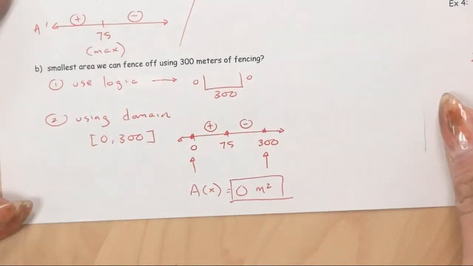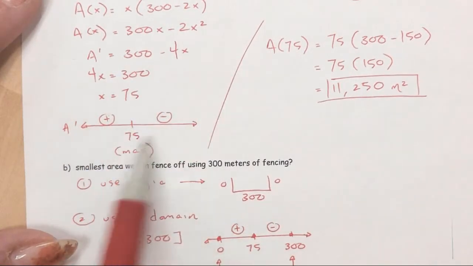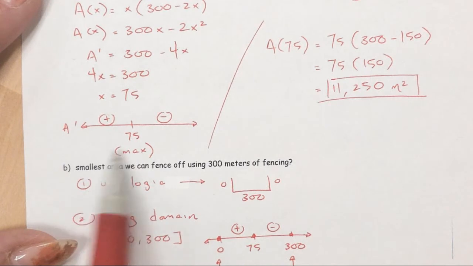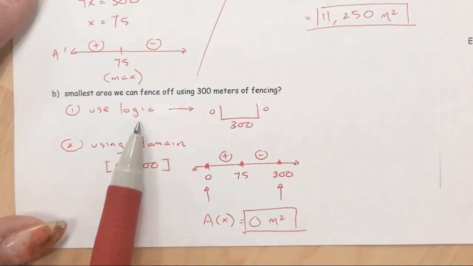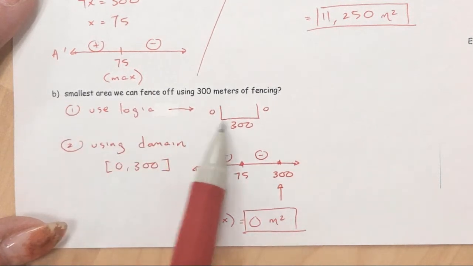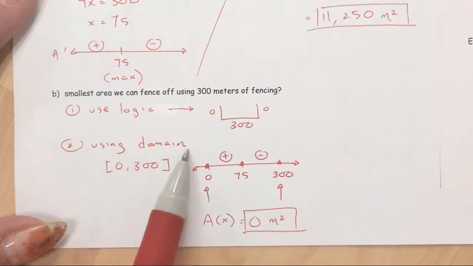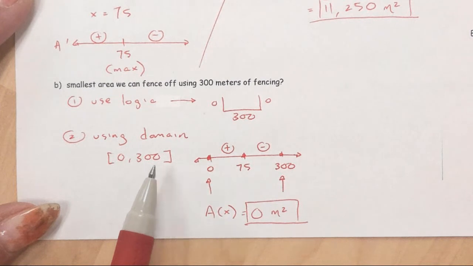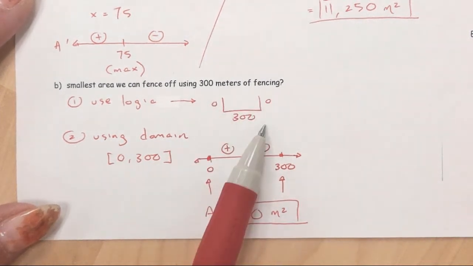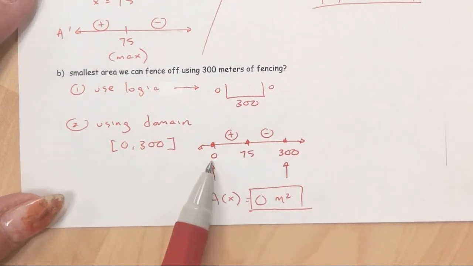Okay, and then it says, what is the smallest area? So some of these questions, you're gonna be like, well, if I do that whole thing again, I'm gonna get 75. That's not the smallest, it's obviously a max. So you're gonna use a little bit of logic and be like, okay, the smallest area, if I were to redraw that, it'd be like that, right? So then you have this domain from 0 to 300. And then the smallest area, if it's like this, is going to be, well, you're not going to plug in 300. You're going to plug in 0, right?